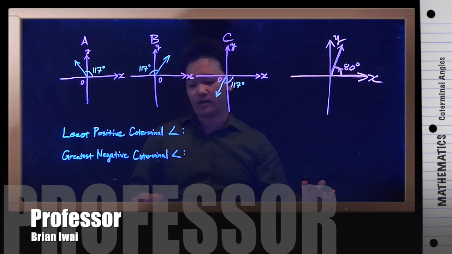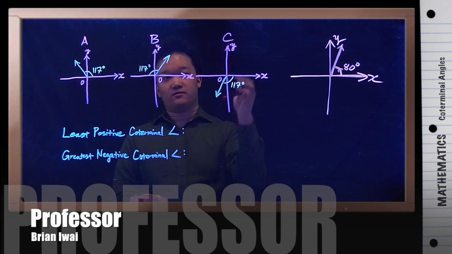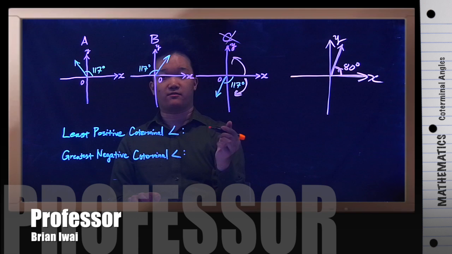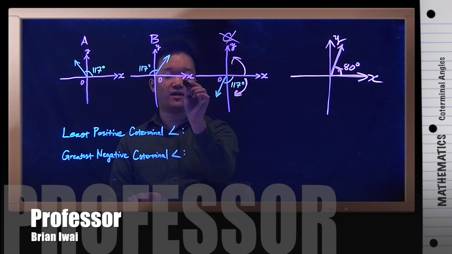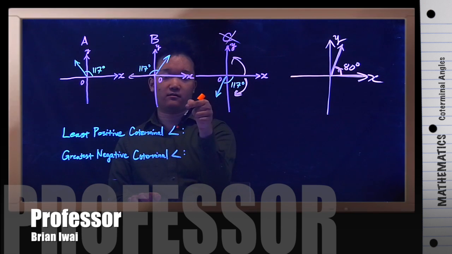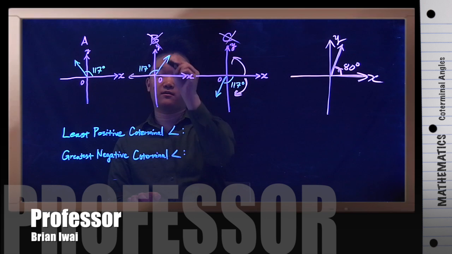So if we're talking about 117 degrees, going backwards, choice C is wrong because this is going counterclockwise. This is clockwise and this is counterclockwise. So we don't want choice C. Choice B is incorrect because it's not starting at the positive side of the x-axis, it's starting at the negative side, and then it's going clockwise. So choice B is wrong.